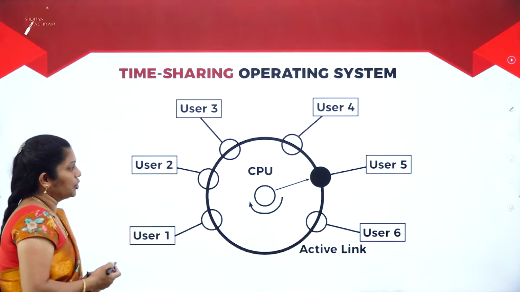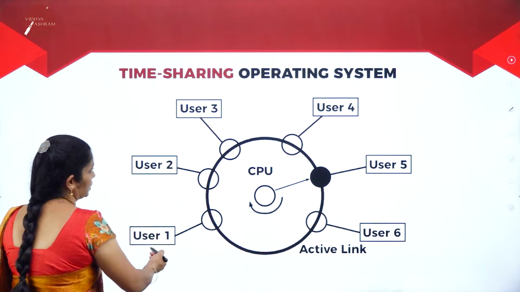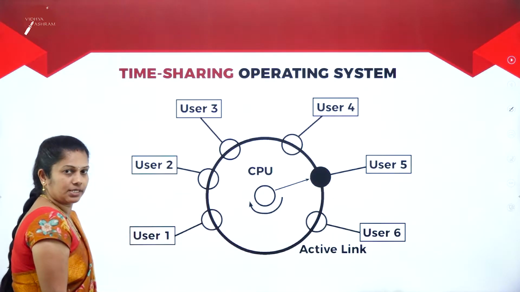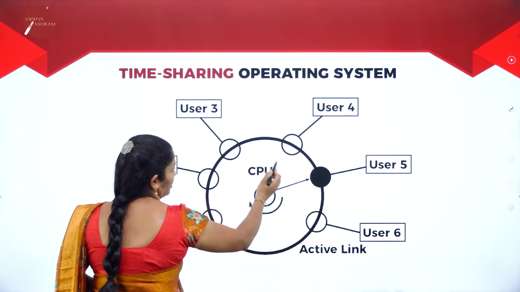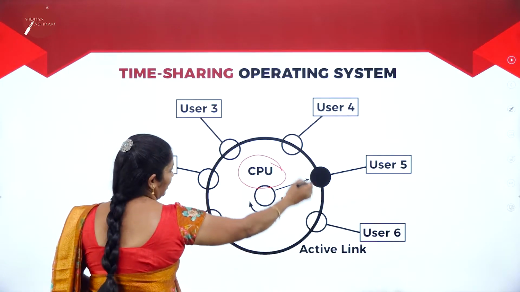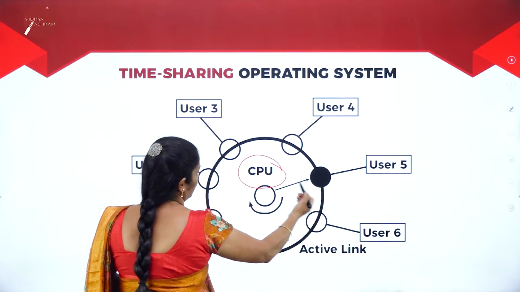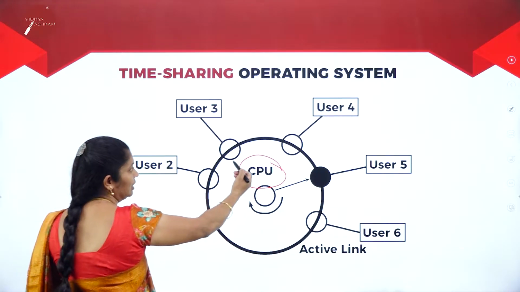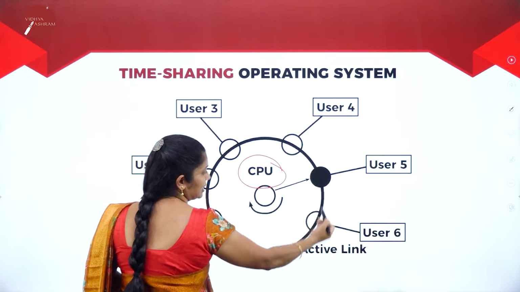When we come to time-sharing operating system, consider we have users 1, 2, 3, 4, 5, 6. Like that all the users want to process on the CPU. At the same time, they will interact here, and for the first user, first they will allocate 5 minutes, then another 5 minutes for the second user, third user, fourth user, fifth user, sixth user.